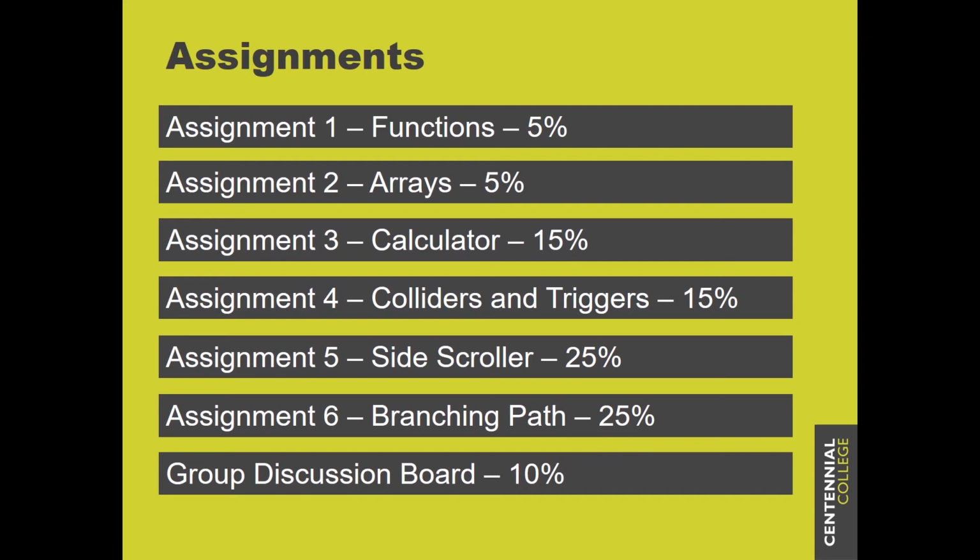25% is for a branching path narrative style game. My plan is for us to utilize Fungus to create this particular game. And like I said previously, I'm hoping that Fungus is going to be available for the version of Unity that we're utilizing in class. So it's going to be a group project where you will again be in charge of the entirety of this particular game.